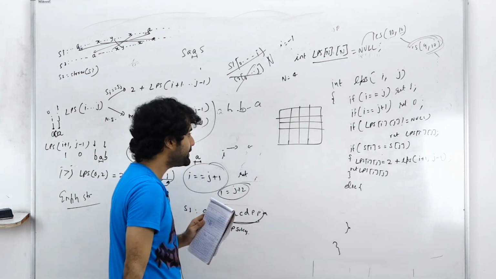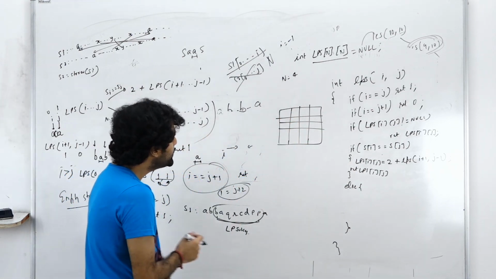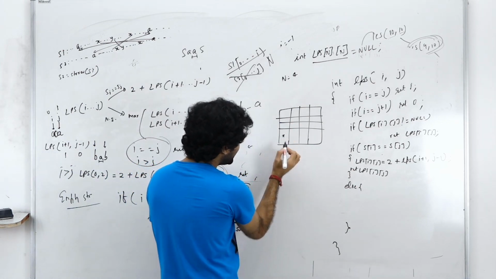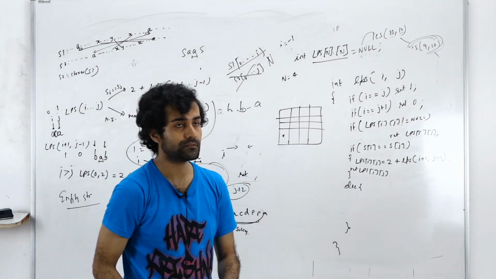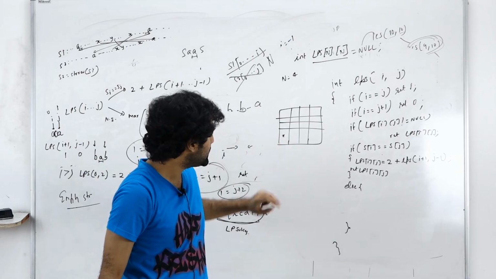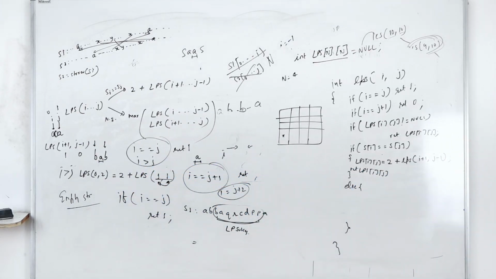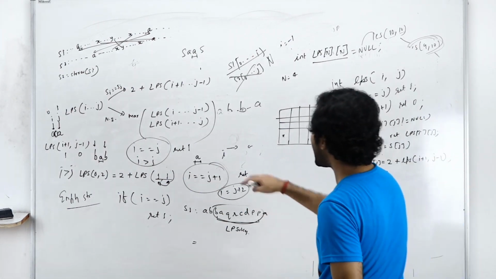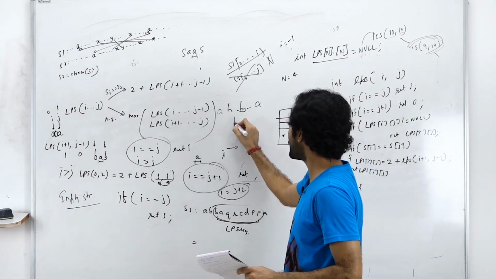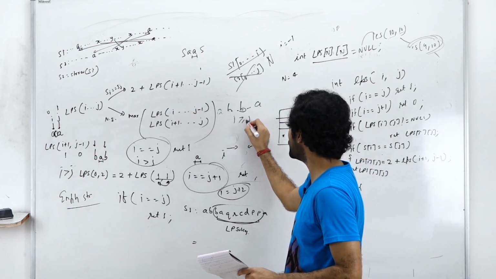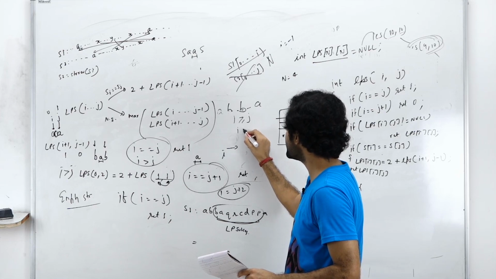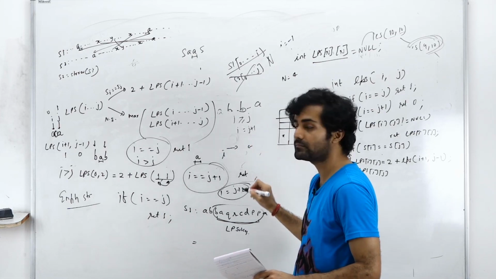So this would be my matrix. Do you feel that this cell would ever get filled? Would this cell ever get filled? Every time your i, j is such that your i is either greater than or equal to j, or your i is equal to j plus 1.